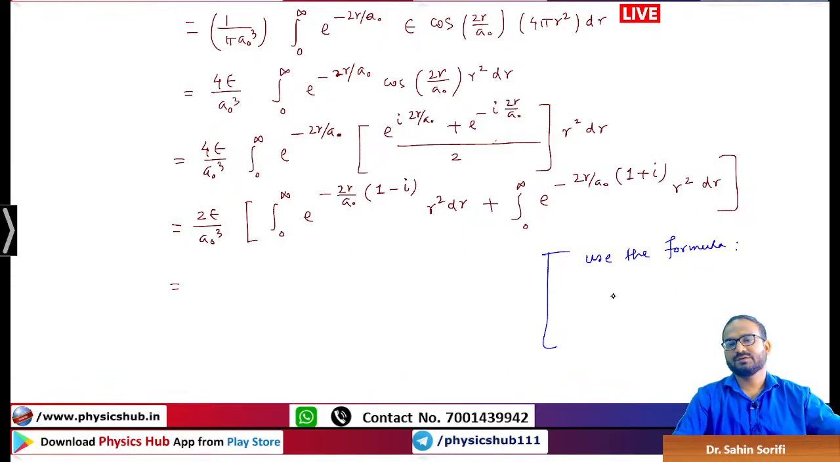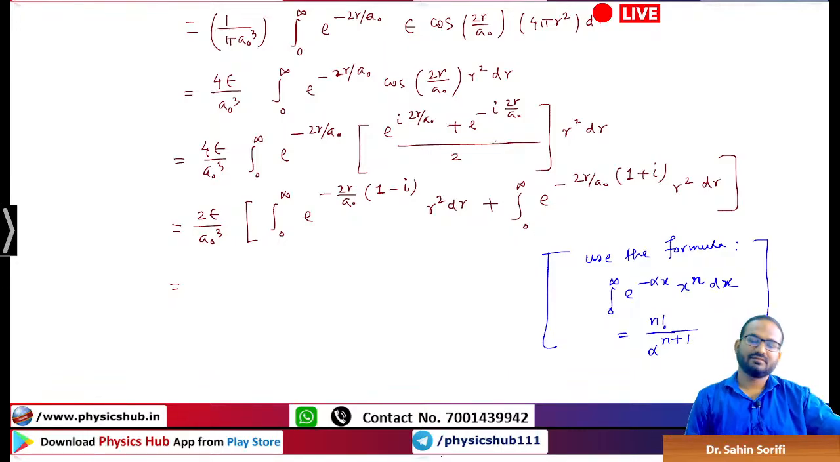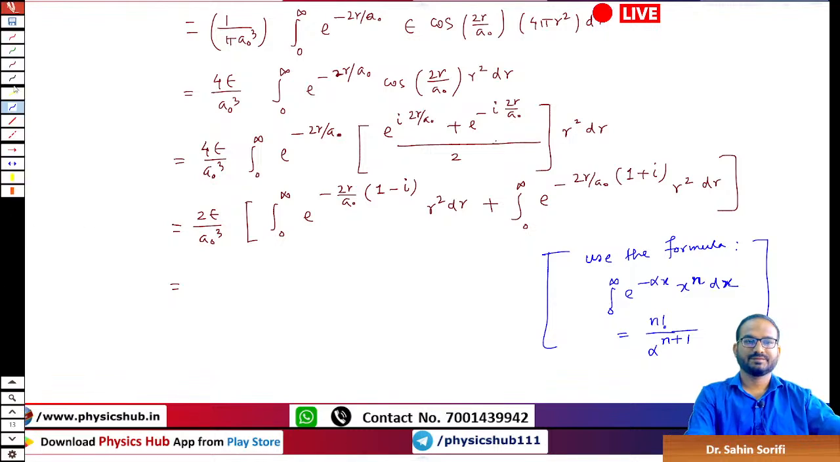Now you can use this formula: integral 0 to infinity of e to the power minus alpha x, x to the power n dx. This is a very gem formula. We use it so many times. It equals n factorial by alpha to the power n plus 1. Mostly this equation is used in physics problems.